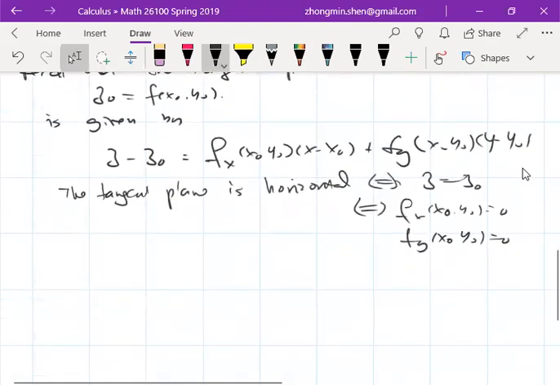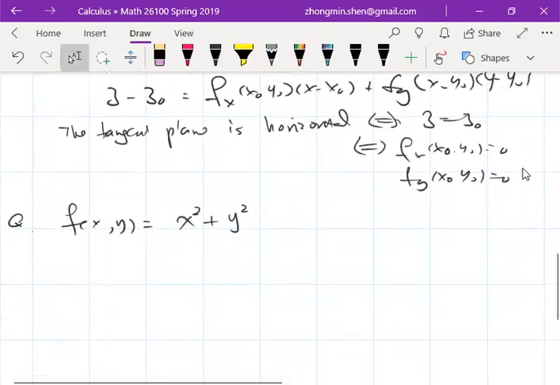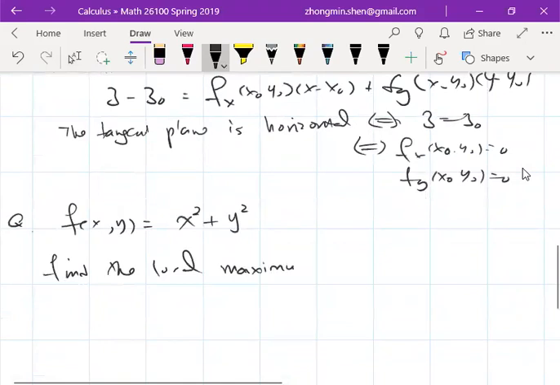So let's take a look at the following example. This is a function, f(x, y) equals x squared plus y squared. Just the simplest example. We want to find the local extrema, so local maximum and local minimum, if any.